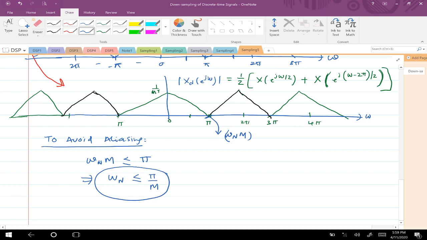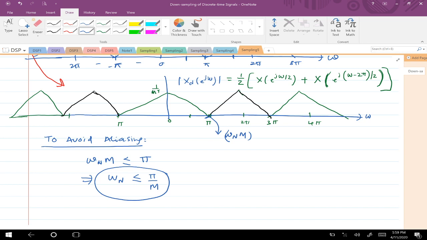Very important result. As long as the largest frequency of your discrete time signal is less than or equal to pi by m, if you want to downsample it by factor m, then that is to avoid aliasing.